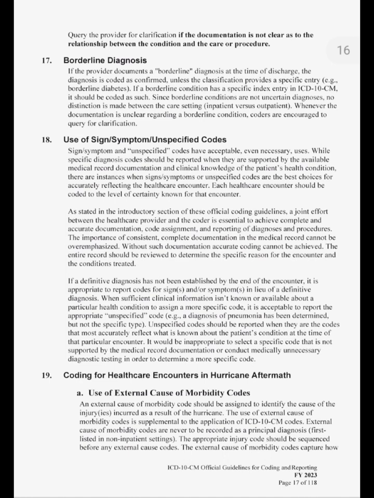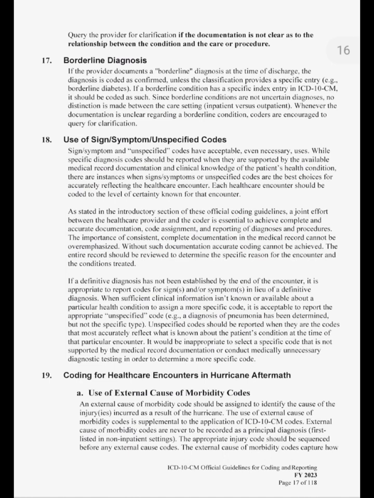18. Use of sign, symptom, unspecified codes. Sign, symptom and unspecified codes have acceptable, even necessary, uses. While specific diagnosis codes should be reported when they are supported by the available medical record documentation and clinical knowledge of the patient's health condition, there are instances when signs, symptoms or unspecified codes are the best choices for accurately reflecting the healthcare encounter. Each healthcare encounter should be coded to the level of certainty known for that encounter.